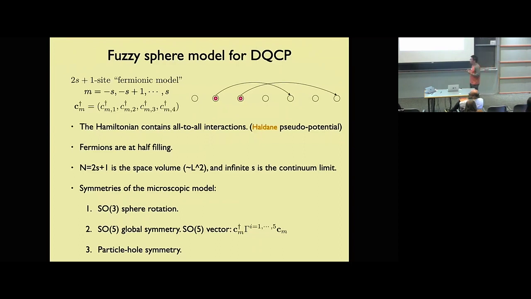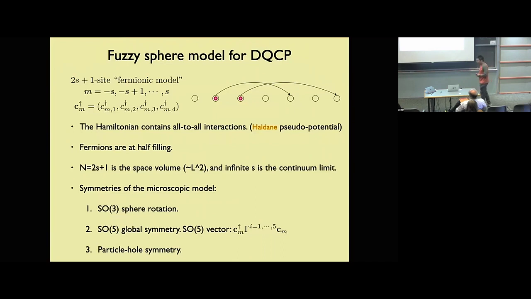The last thing that I want to say is the symmetries of the microscopic model. First of all, we have the sphere rotation symmetry, and each orbital, each site of those fermions, will be a spin-S representation of this SO(3) sphere rotation. Then there will be SO(5) global symmetry, and each fermion will be in the spinor representation of SO(5). In other words, you can easily write down the SO(5) vector using those fermion bilinears by properly choosing the matrices inserted here. And the last thing is that there is a particle-hole symmetry, which comes from the fact that I consider the half-filled case. So that is how the fuzzy sphere model looks.